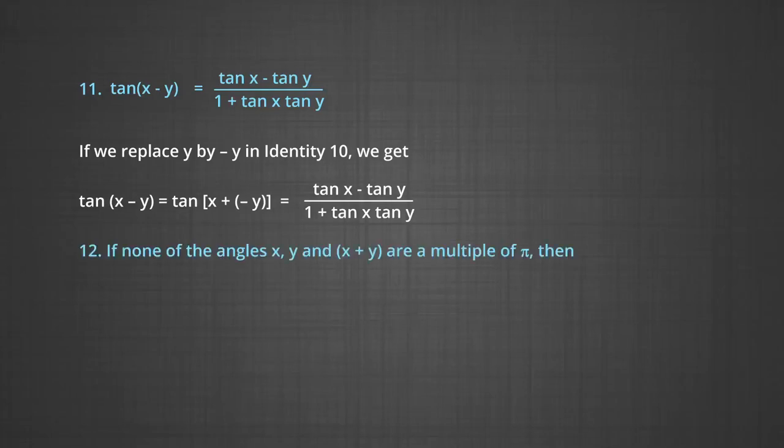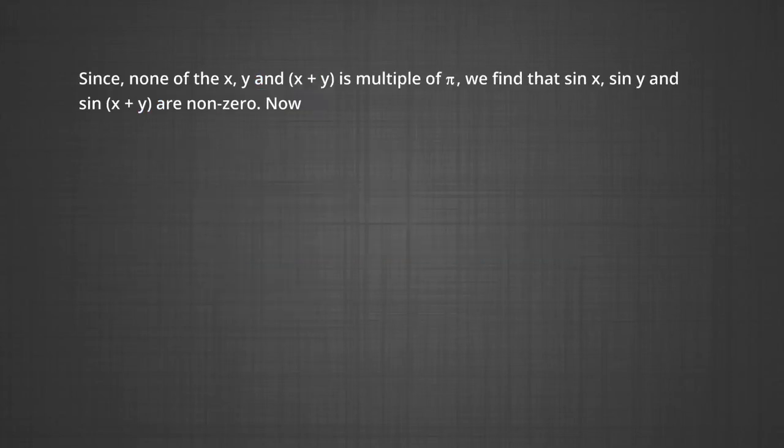Next, if none of the angles x, y and x plus y are multiples of pi, then cot of x plus y can be expressed as cot y cot x minus 1 upon cot y plus cot x. Since none of x, y and x plus y is a multiple of pi, we find that sin x, sin y and sin of x plus y are non-zero.